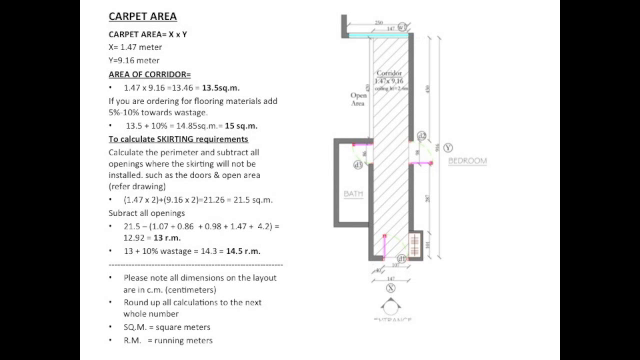If you need to calculate how much skirting you require, just calculate the perimeter, that is the total length of all 4 sides of the shaded area, and subtract all the openings where the skirting will not be installed, such as the doors and the open area which is indicated on the drawing. Again, add 10% towards wastage.